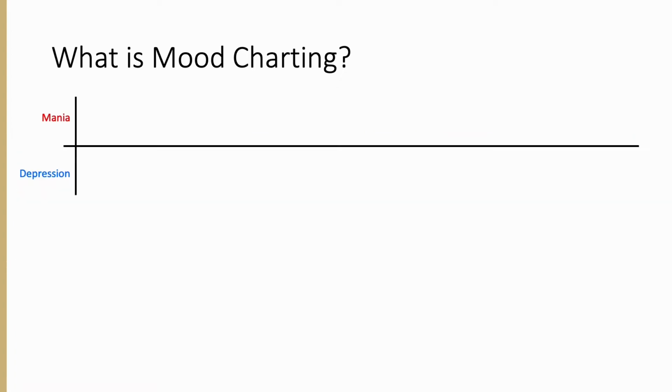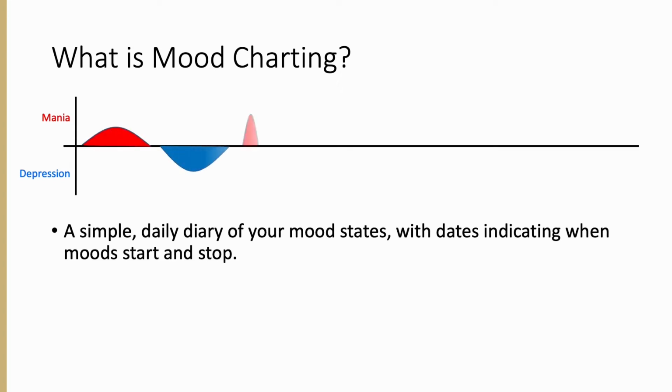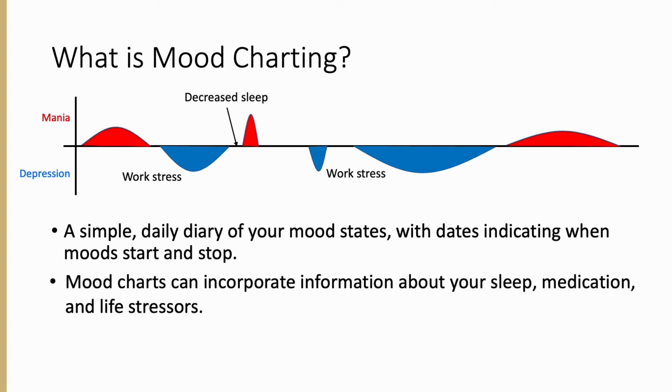Mood charting is a simple daily diary of your mood states, with dates indicating when moods start and stop. Depending on the detail put into mood charts, they can incorporate information about sleep patterns, medications and medication changes, as well as environmental and life stressors.